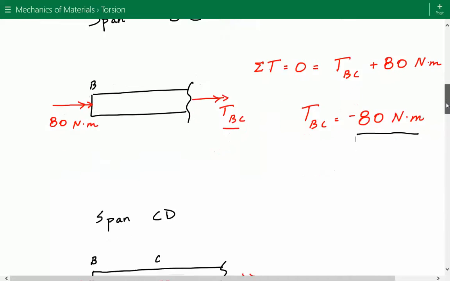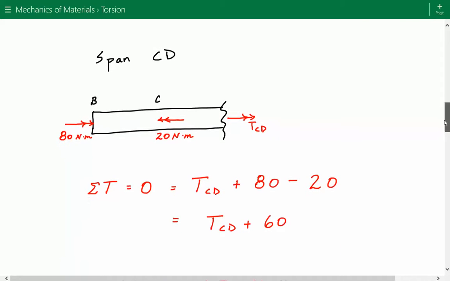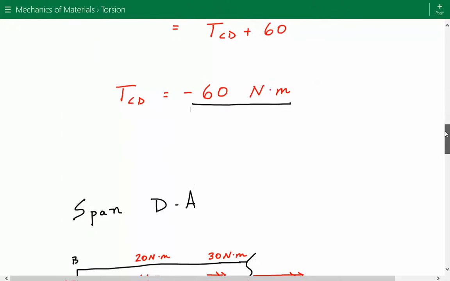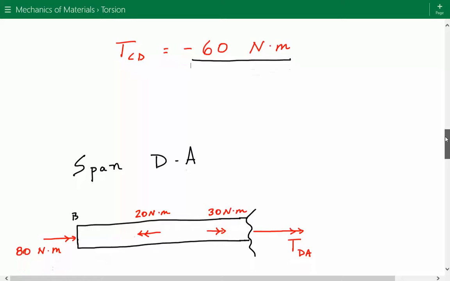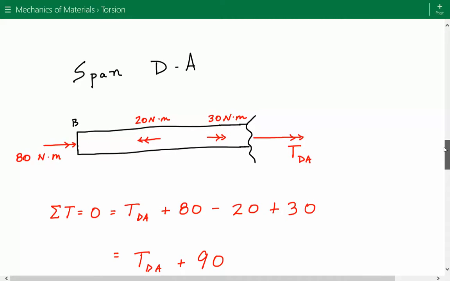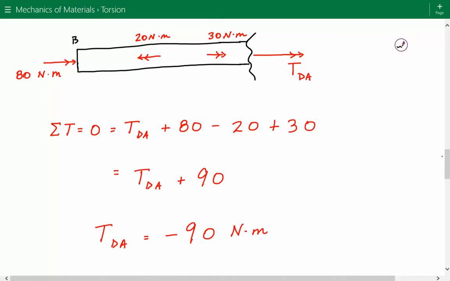Next, we're going to consider span CD and use the same approach. Take a sectional cut and sum the torques. And we find that the internal torque in span CD is equal to negative 60 Newton meters. And again, we consider our last span DA, and we show our internal torque and the concentrated torques acting on it, and we sum the torques and we find that the internal torque in span DA is equal to negative 90 Newton meters.